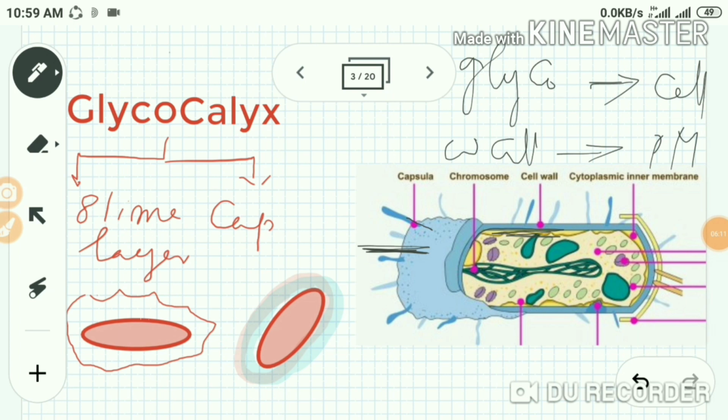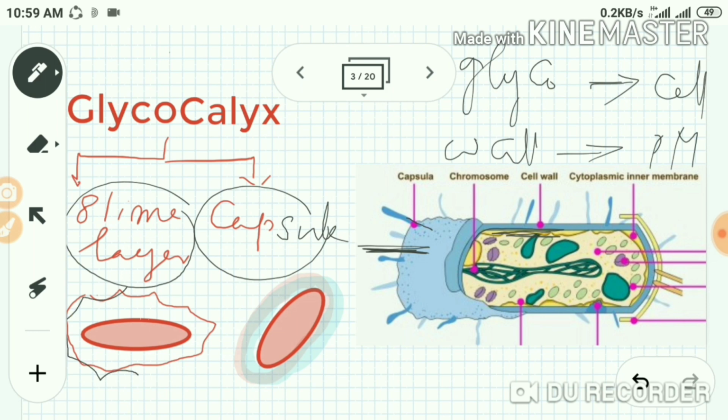The glycocalyx is found in two forms. The first one is the slime layer and the second one is the capsule. Some people pronounce it differently, but okay. So there are two types of glycocalyx. Some bacteria have a slime layer, some other bacteria have a capsule. What's the difference between these two? The slime layer is a loose structure. It is a loose jacket around the cell wall. But in the case of the capsule, it's a tight structure.